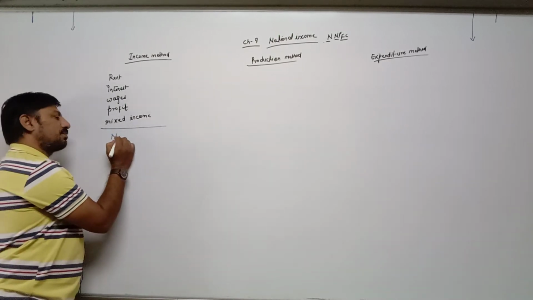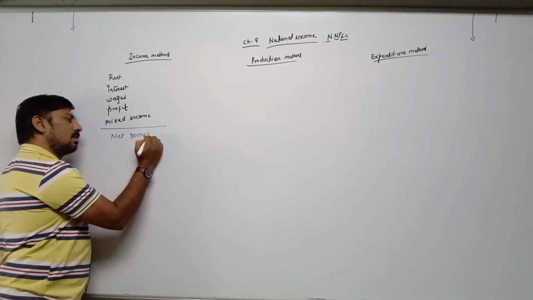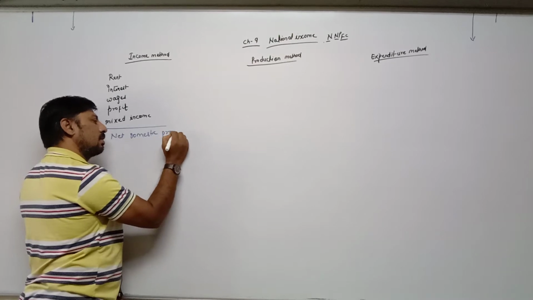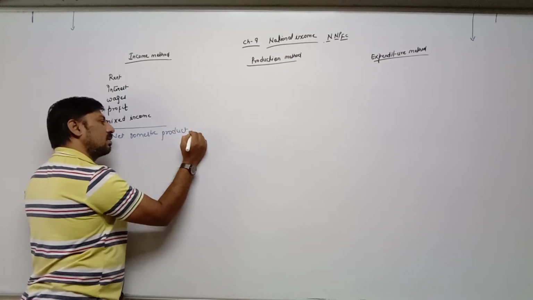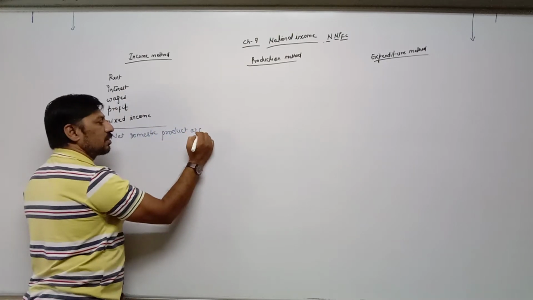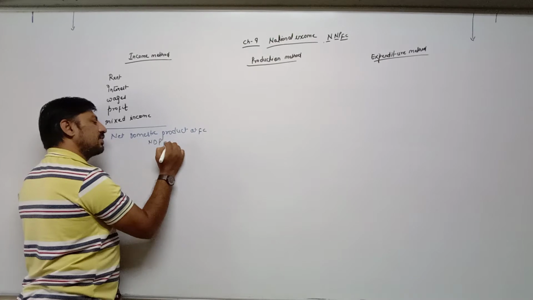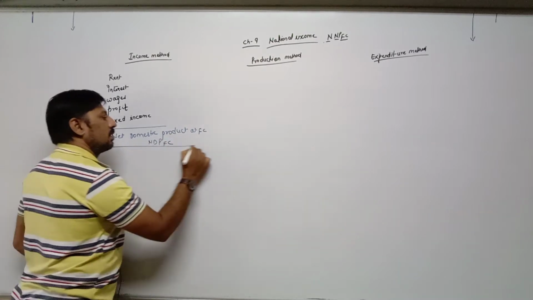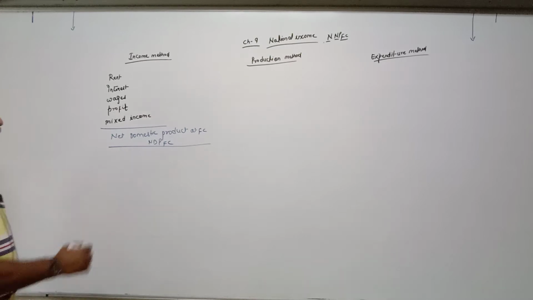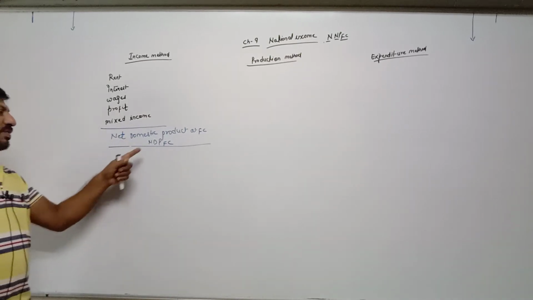So we will get net domestic product, and because these are factor incomes, it is called factor cost. In short, NDPFC. Now after adding these five components, we get net domestic product at factor cost, meaning NDPFC.